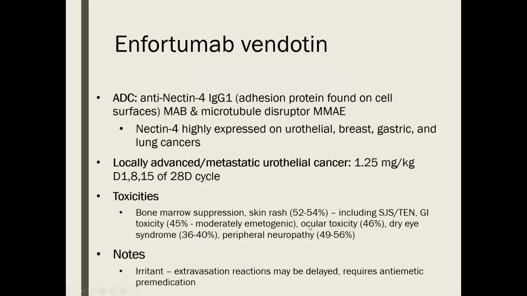Working our way through the rest of the antibody drug conjugates here, enfortumab vedotin is an antibody drug conjugate that is anti-nectin IgG1, which is found on cell surfaces, particularly highly expressed in urothelial, breast, gastric, and lung cancers. This is conjugated to MMAE, which again, we've seen in several of our agents. This is FDA approved for locally advanced and metastatic urothelial cancers, 1.25 mg per kilo, days 1, 8, and 15.